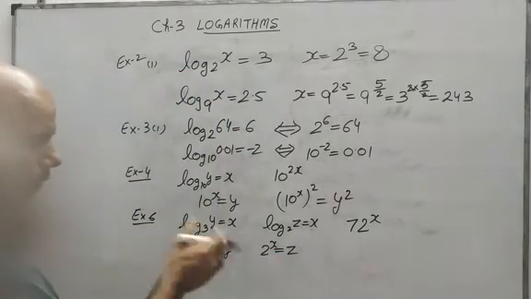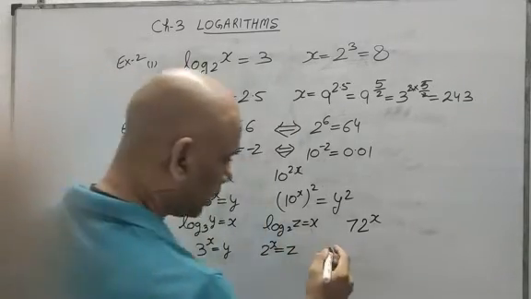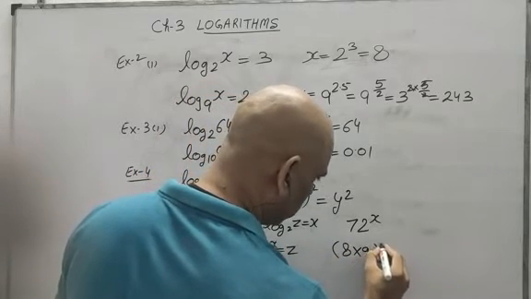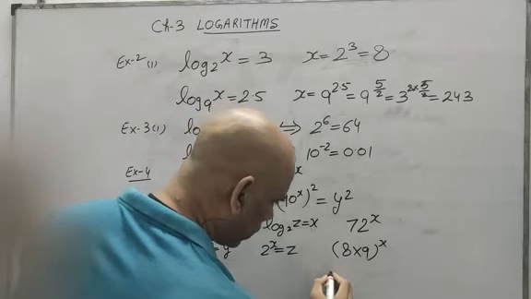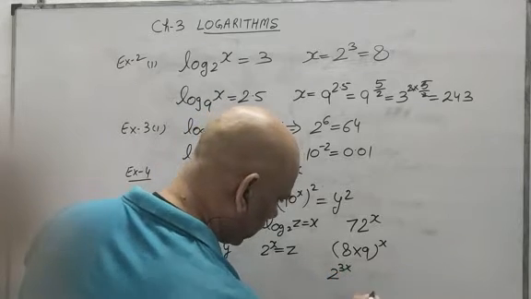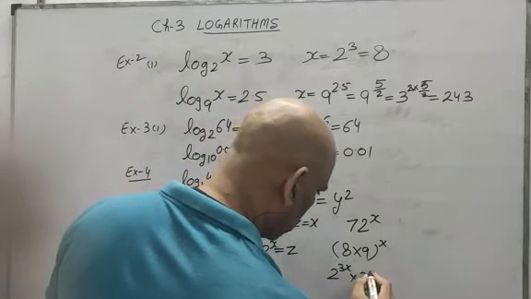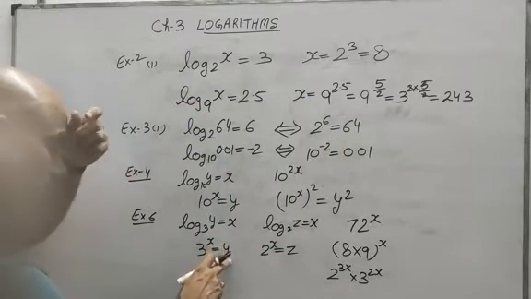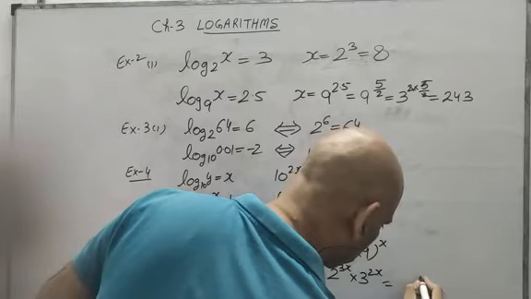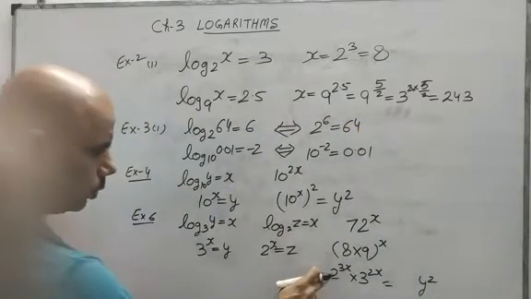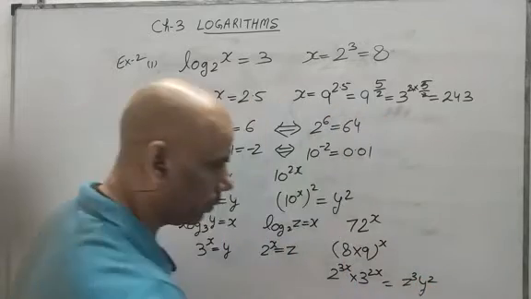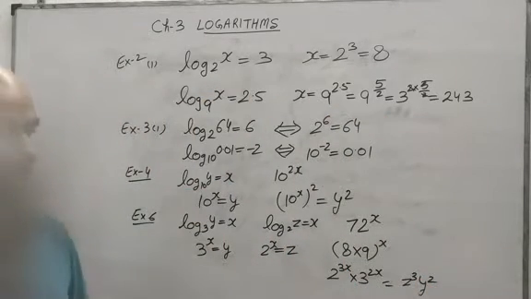This is by the rule of logarithm. Now 72 can be written as 8 times 9. 8 means 2 to the power 3x, and 9 means 3 to the power 2x. So 3 to the power x can be written as y, so it is y square, and 2 to the power x can be written as z, so it is z cube. This way the answer will be z cube y square.